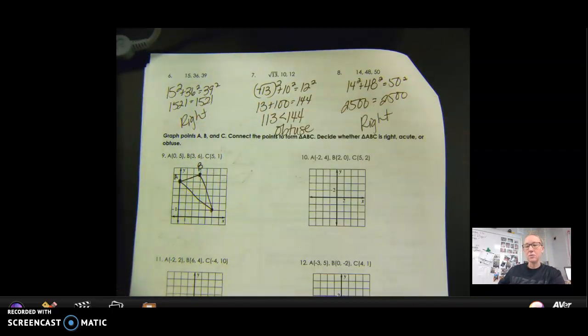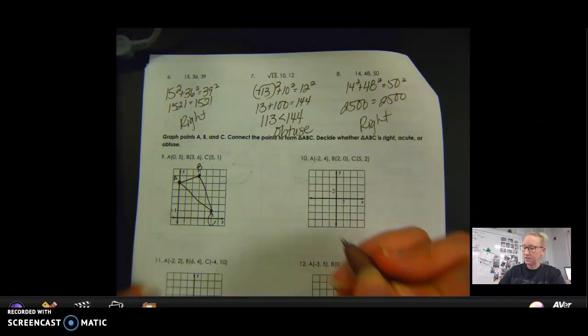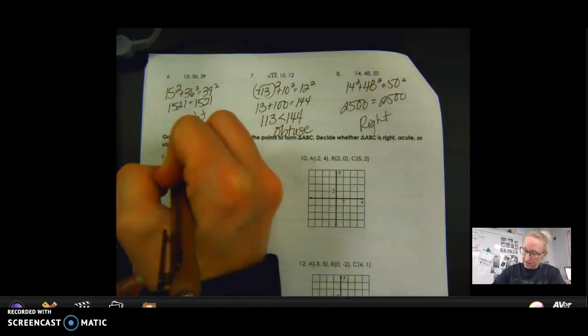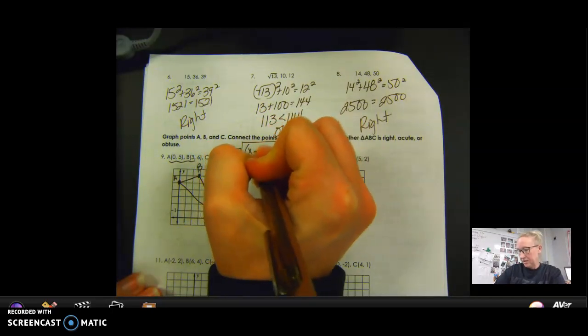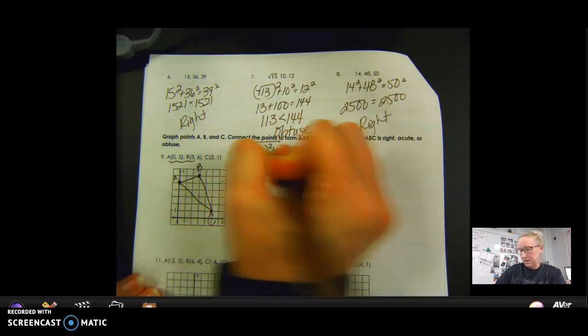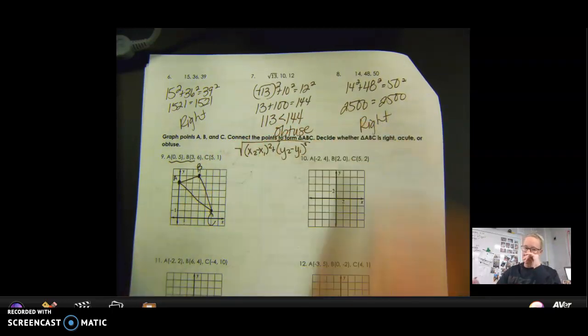Okay, so on these, what you're actually going to have to do is use distance formula to find the distance of each side. Then once you have the distance of each side, then you can do a squared plus b squared to equal c squared and see if it does work. So a to b distance formula, big square root. X2 minus x1 squared plus y2 minus y1 squared.